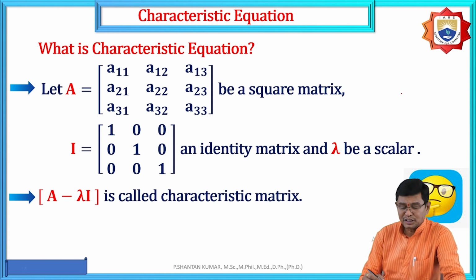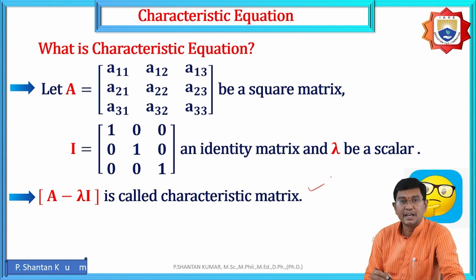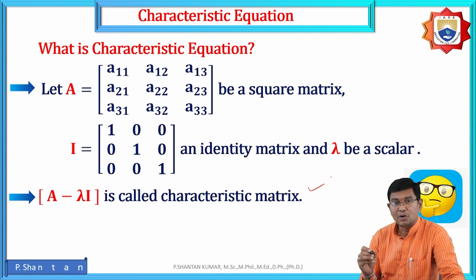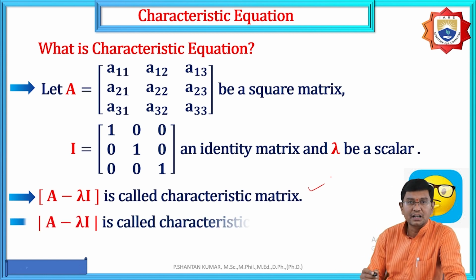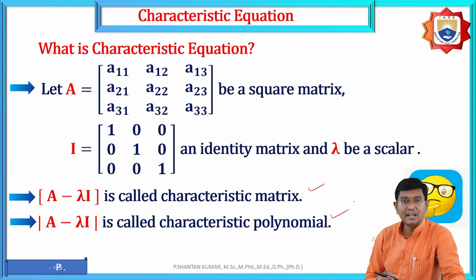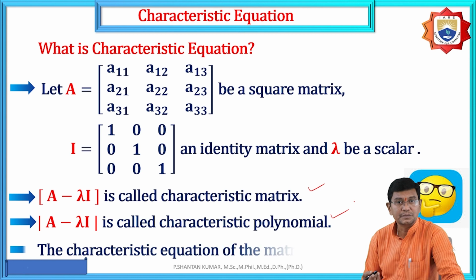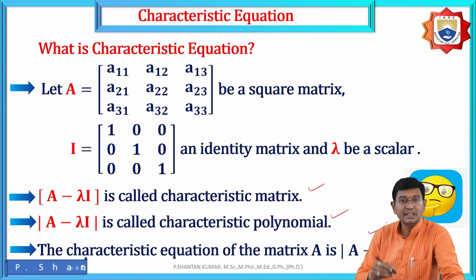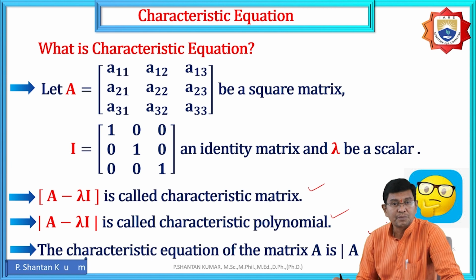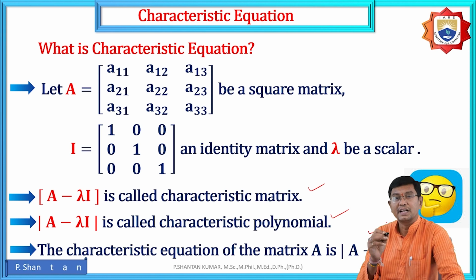Similarly, if we find the determinant of A minus lambda I, we get a polynomial, and that polynomial is called the characteristic polynomial. By equating this polynomial to 0, we get the characteristic equation. Now, by solving this equation, we get the solutions, and those solutions are called the eigenvalues of the given matrix A.